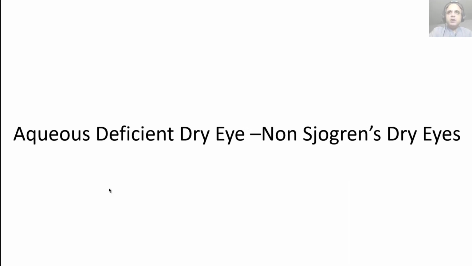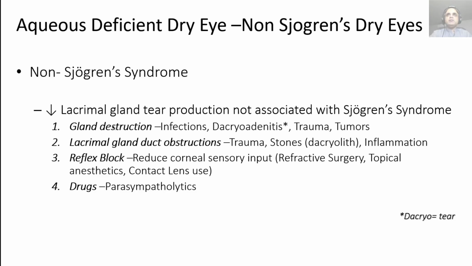The other half of the aqueous deficient dry eye was a non-Sjogren dry eye, and this is caused by the lacrimal gland not producing enough tears because of various reasons. And this is not associated with a lacrimal gland autoimmune infiltration like Sjogren syndrome. So what is happening is you have gland destruction, which is infections, or dacryoadenitis. Dacryo is from tears, adenitis is inflammation, inflammation of the lacrimal gland, trauma, tumors of the lacrimal gland. Lacrimal gland duct obstruction is again trauma to the duct, stone formation, and then again inflammation.